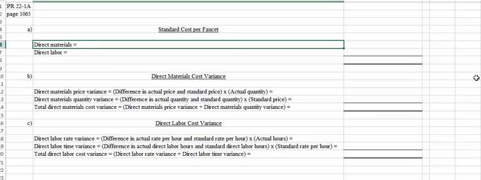Okay, our next problem is PR22-1A, and this is the first of the problems that you'll see on your written final, your proctored final exam. So you will want to practice these on paper as we go along. It's PR22-1A on page 1065, and let's read through it.